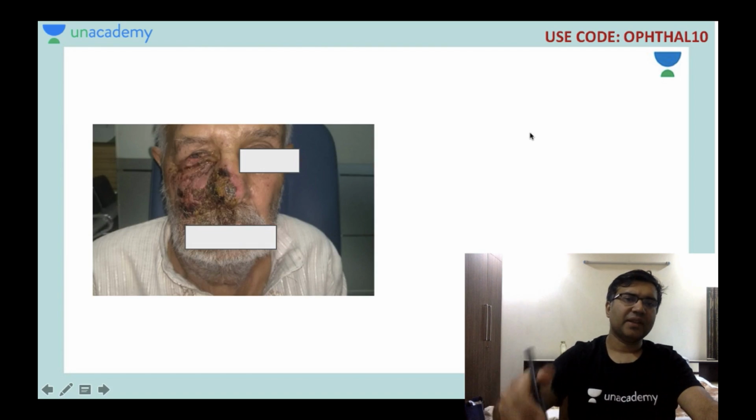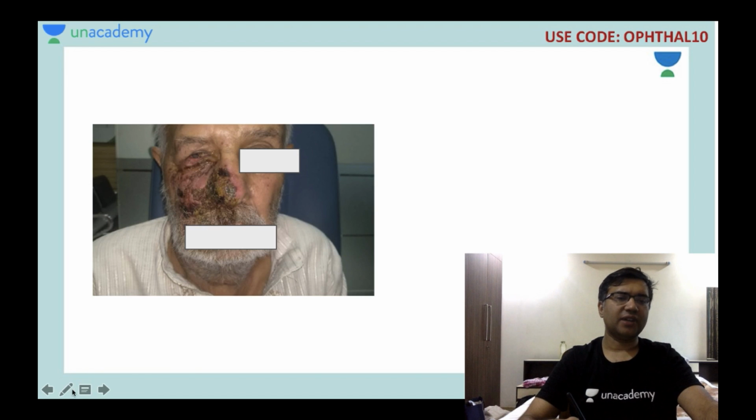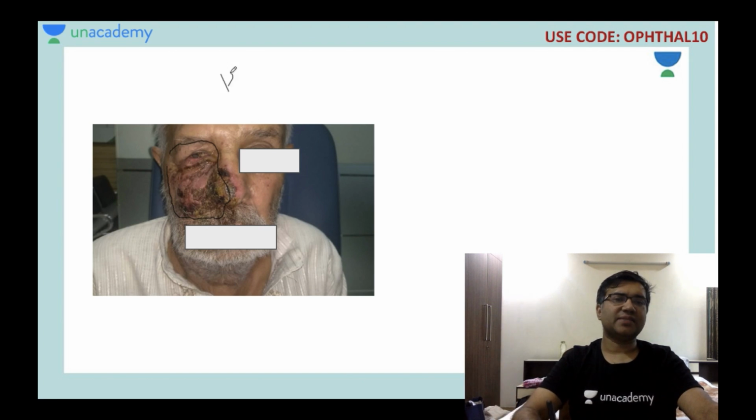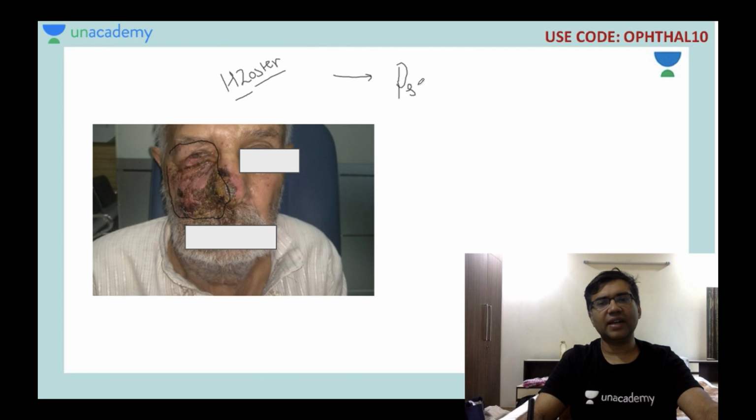Okay, then this is a picture of a patient. Let's say they ask what is the ophthalmic manifestation that you can get in this patient. So first of all, this patient is having lots of crusts which you can see here. Only one side of the face is involved. This patient is suffering from herpes zoster. And as I told you, in herpes zoster, you can have pseudodendritic ulcers.